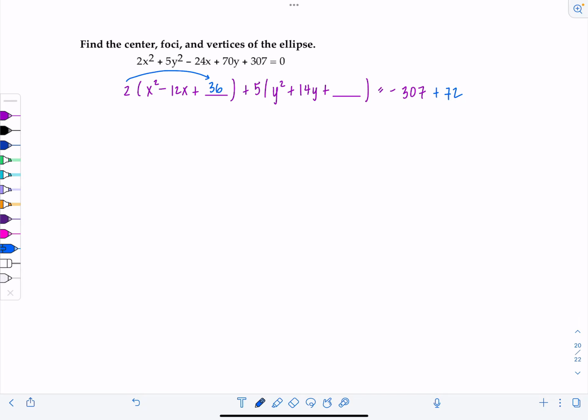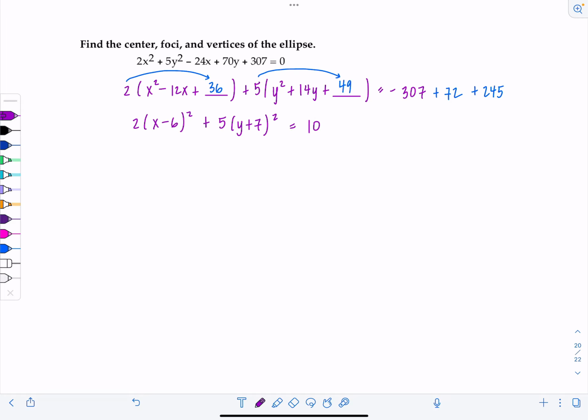And then same thing for y. 14 divided by 2 is 7. Squared is 49. And then 5 times 49 is 245. So then now I can rewrite the left-hand side in factored form. So it's 2 times (x minus 6) squared plus 5 times (y plus 7) squared. All of this equals 10.